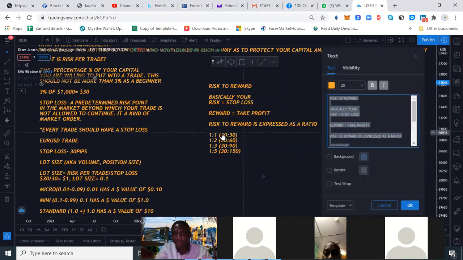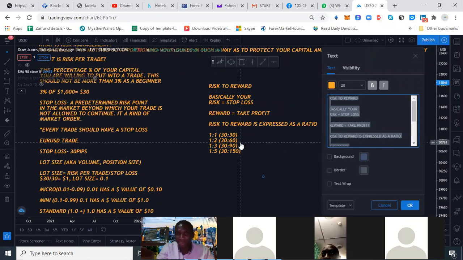Because if your risk reward is not up to 1 to 1, you are stacking the odds against you. It means that your potential risk is more than your potential win. It does not make sense. It depends on strategy. If you have a strategy that has low win rates, you will not make money with a strategy that does not have good risk reward.